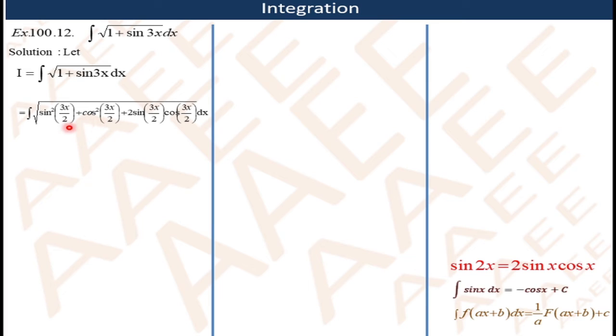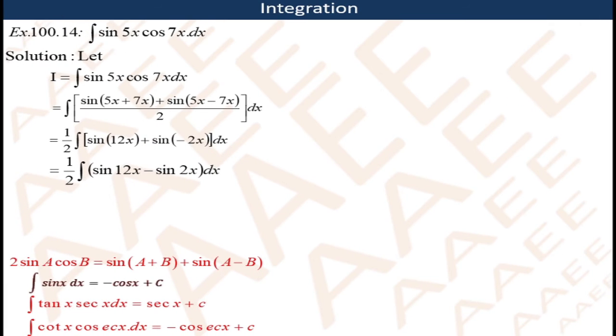And now if you observe this, it is of the type a square plus b square plus 2ab, where a is sine of 3x by 2 and b is equal to cos of 3x by 2, and that one will be the integration of sine of 3x by 2 plus cos of 3x by 2 the whole square, since a square plus b square plus 2ab is a plus b the whole square, and under root of square is the same term. This can be, we do have 1 by 2 integration of sine of 12x minus sine of 2x dx. Now it is easy to integrate.